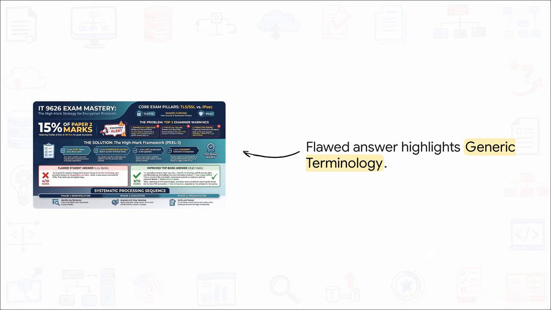Encrypts things? Super generic. Prevents hackers? That's cause and effect confusion. It completely lacks any syllabus-specific terminology or real-world context. Now, compare that to the green box on the right. Notice how it correctly identifies that TLS provides transport layer security to protect customer payment details in a specific e-commerce scenario. See the difference? That right there is a top-band answer.